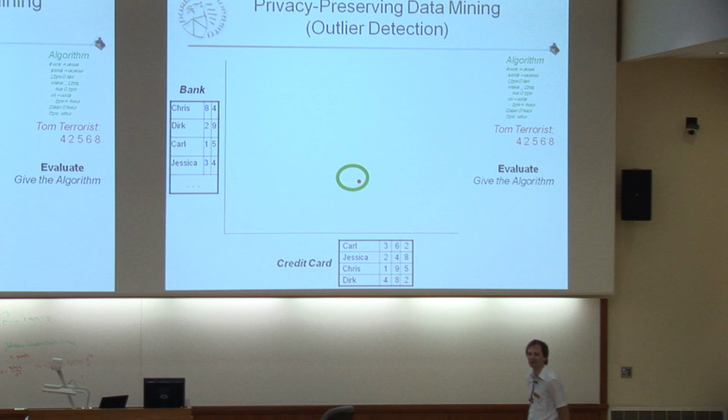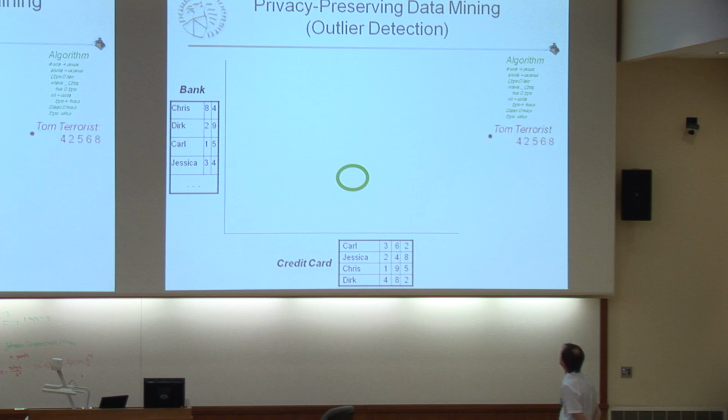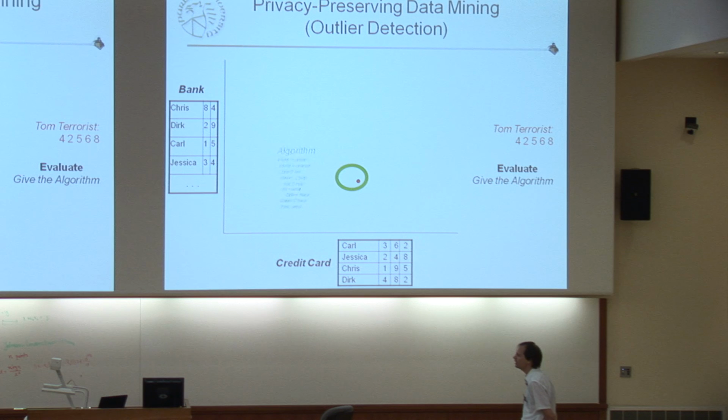Why is that a bad idea, to give them the model? They can learn how to get around it. Right. If you reveal this model, then the terrorists can get that algorithm from the banks and credit card agencies and use that information to figure out how to keep themselves outside that space, so it's no longer useful. So they don't want to give it away.